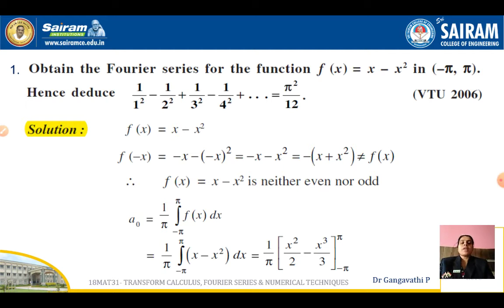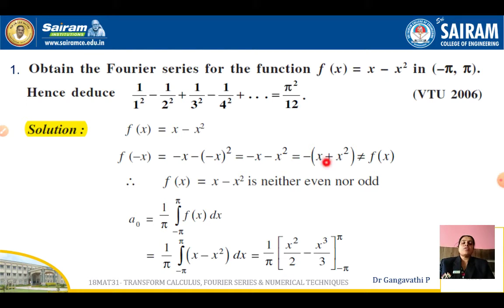Now, as the procedure says, consider your f of x, which is equal to x minus x square. And now let us check whether the function is even or odd. F of minus x is equal to minus x minus of minus x whole square. When we simplify this, we get minus x minus x square, which can be written as minus of x plus x square. So this is what we have obtained.